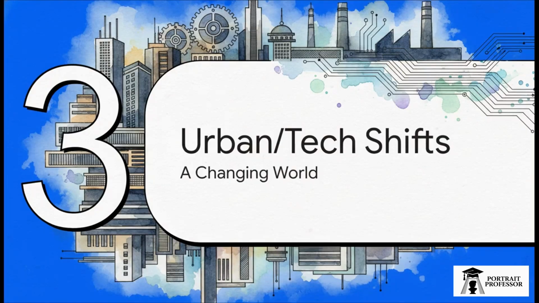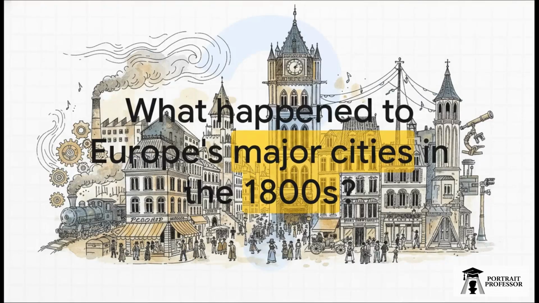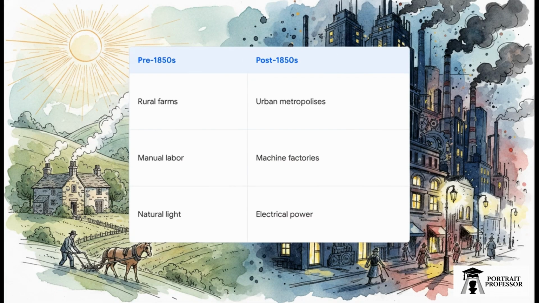Section 3, urban and technological shifts. Let's see how all this builds into the physical world, radically changing around these artists. To truly understand the art, we have to ask what happened to Europe's major cities between 1800 and 1900. What was happening politically, culturally, and technologically? Because honestly, the 19th century was a massive shock to the human system. The 19th century saw massive migration and rapid industrialization that completely altered the pace of everyday life.